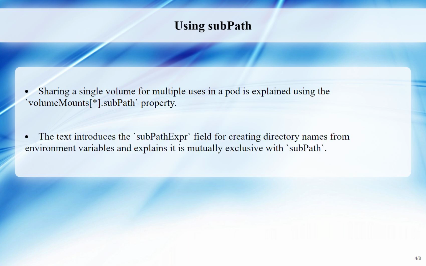The text also introduces the subPathExpr field for constructing subpath directory names from downward API environment variables, and explains that the properties subPath and subPathExpr are mutually exclusive. An example is given where a pod uses subPathExpr to create a directory named pod1 within a hostPath volume, with the host directory /var/log/pods/pod1 mounted at /logs in the container.